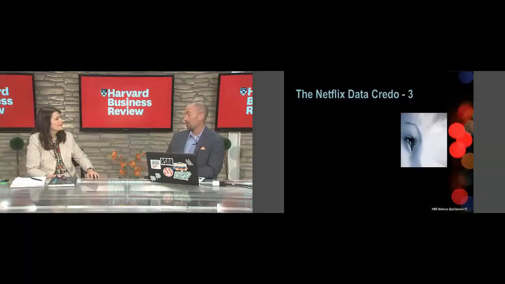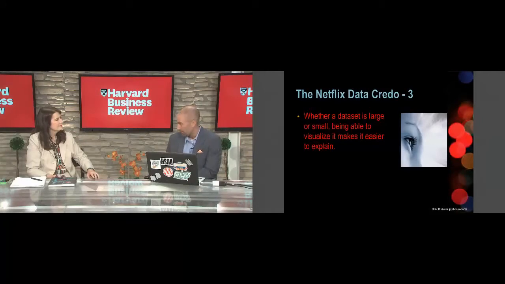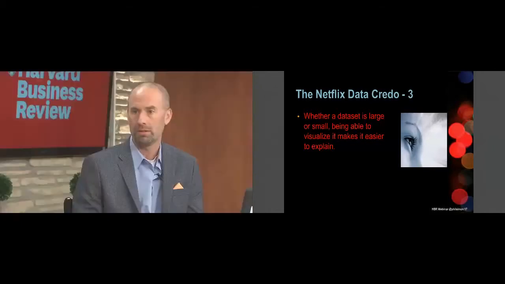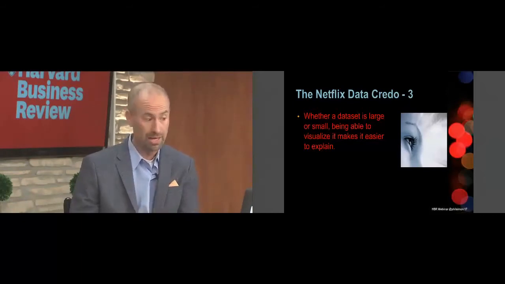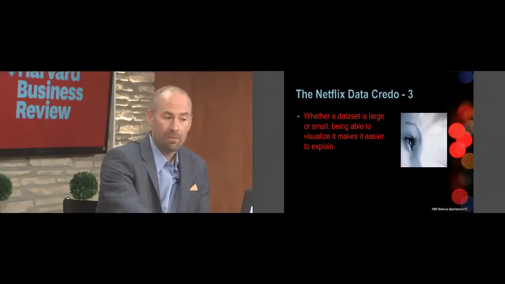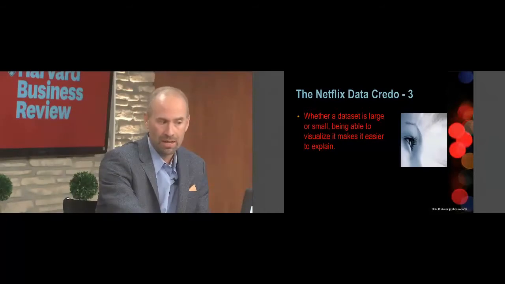The third part of the Netflix credo, and certainly the most germane to the book, is that whether a data set is large or small, being able to visualize it makes it easier to explain. Mine is not a book about neurology or the human brain. I'm not qualified to write that book. But in doing research, I discovered that the human brain was able to comprehend information anywhere from 60 to 60,000 times faster if it's been visualized. And I want to talk a little bit about visualization within the context of one of my other favorite actors. And do you happen to know who this is? Okay, so.